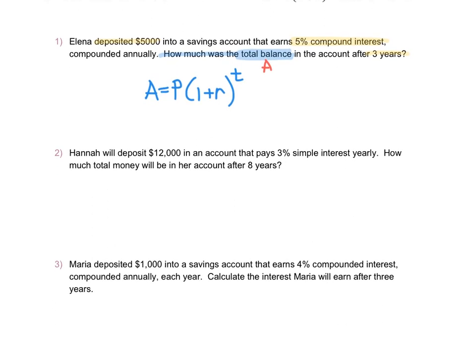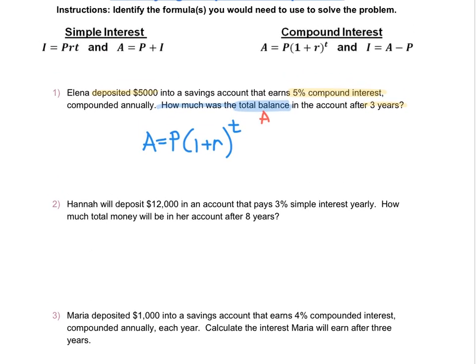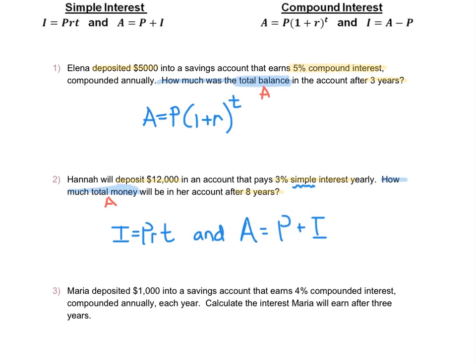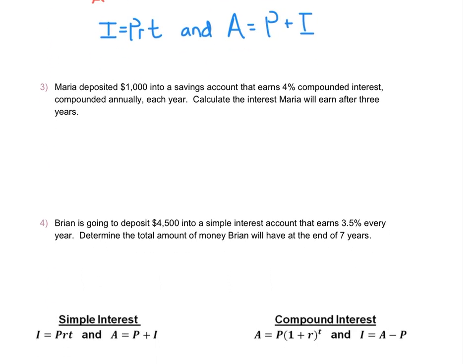So moving on to number 2. On number 2, we have Hannah. She will deposit $12,000 in an account that pays 3% simple interest yearly. How much total money will be in her account after 8 years? Okay, so on this one, the question says how much total money. So again, the total money is the account balance. That's the A. So for Hannah's question, we're going to need to do simple, because it says simple right here. So we're looking at this set of formulas, but it wants the A, so we're not just going to do the I formula, we need to do both. And so that is all you're doing on today's assignment.